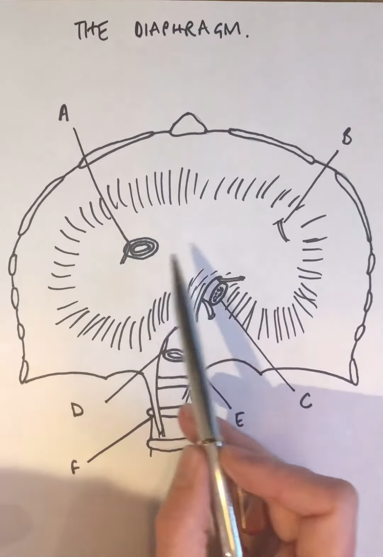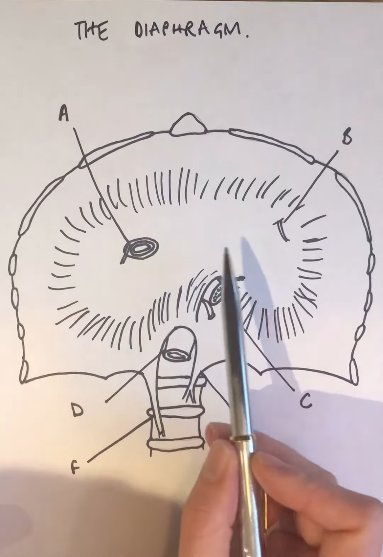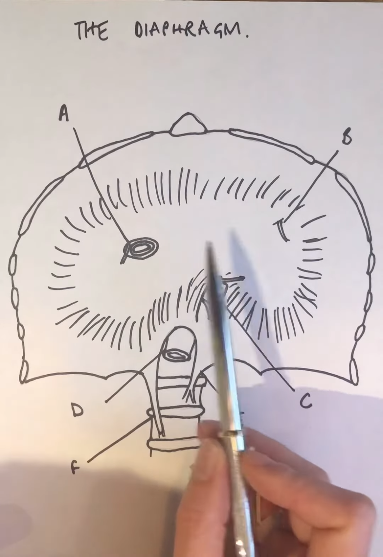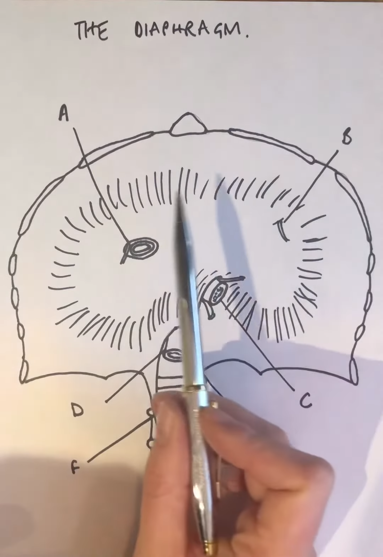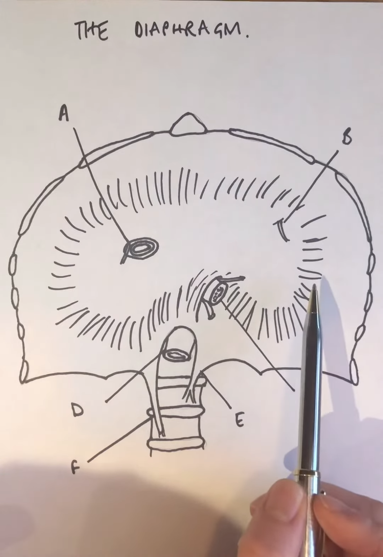So here in the centre of the diaphragm is the central tendon, which receives sensory afferents from the phrenic nerve. And the peripheral muscle receives sensory innervation from the intercostal nerves.